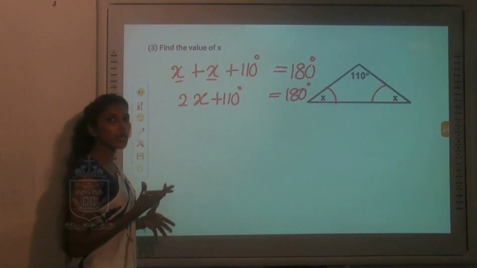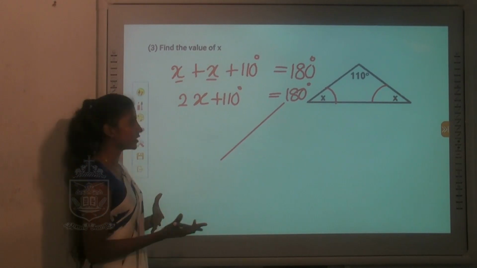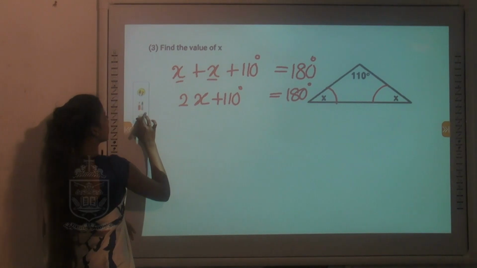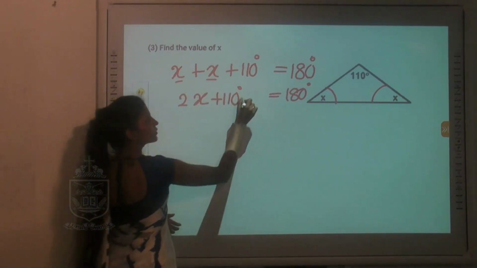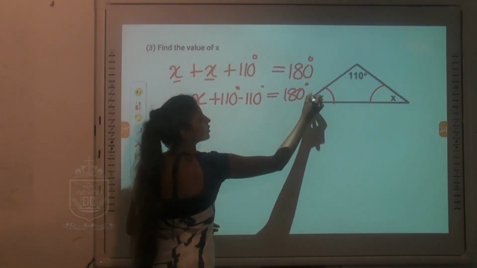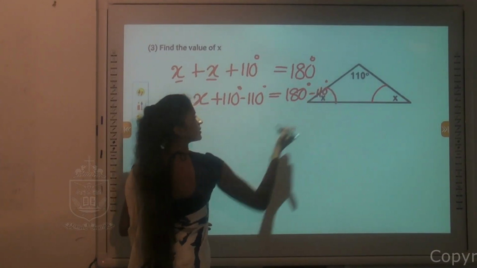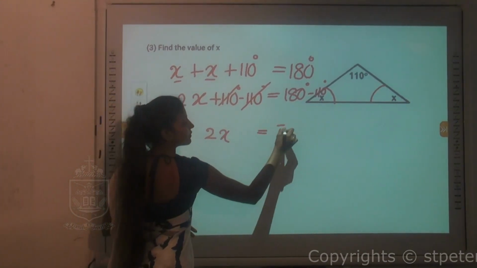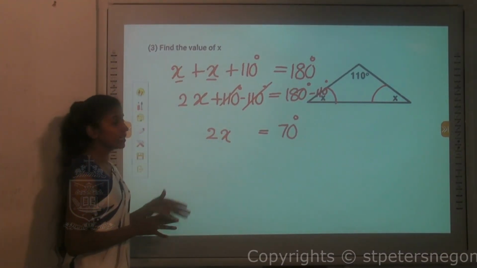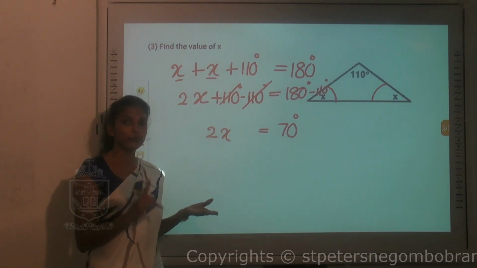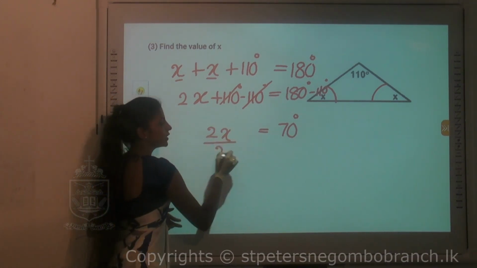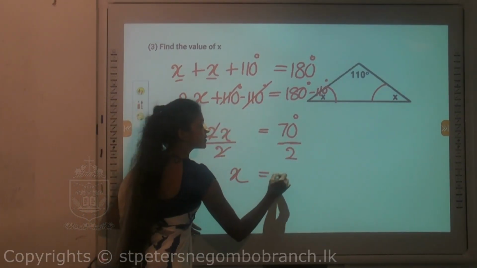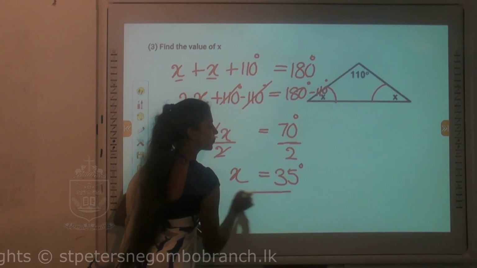Okay, the next step is how to cancel this 110 from this side. That is to subtract 110 degrees from both sides. So this will cancel. 2x equals, what's the answer? 70 degrees. This is not the final answer. Here you have 2x. You have to find the value of 1x. So what's the next step? You have to divide this by 2 and obtain the answer only for one x, which is 35 degrees.